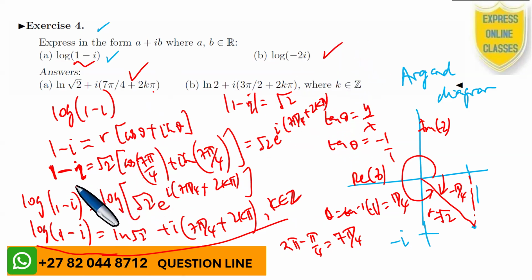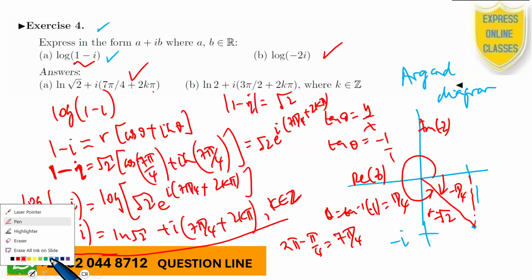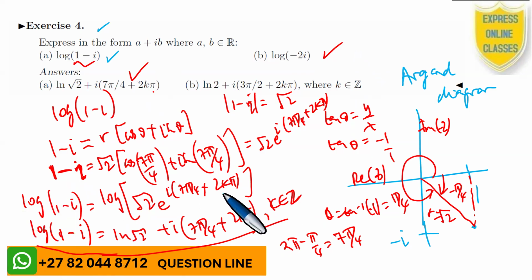So now the complex number in rectangular form can be written in exponential form using Euler's formula. So this becomes exponential form.